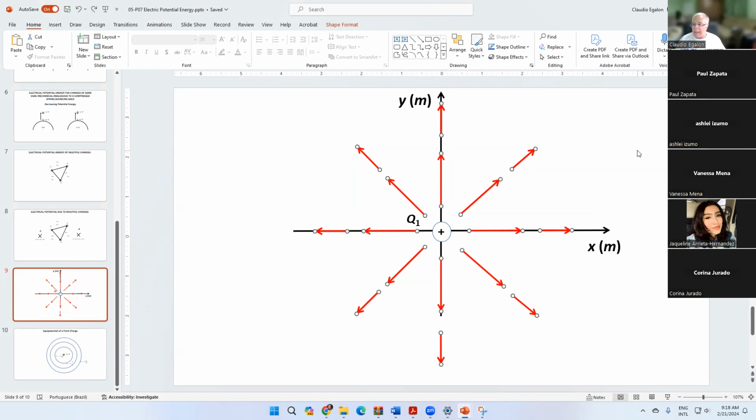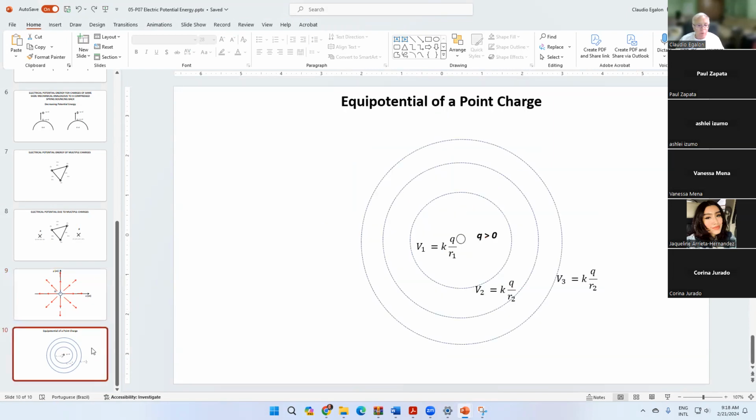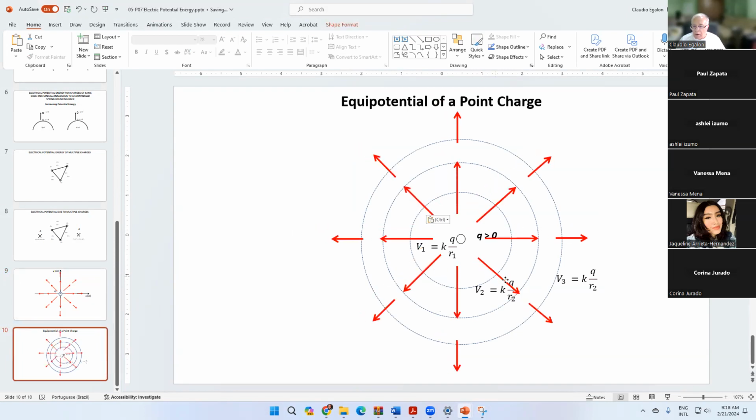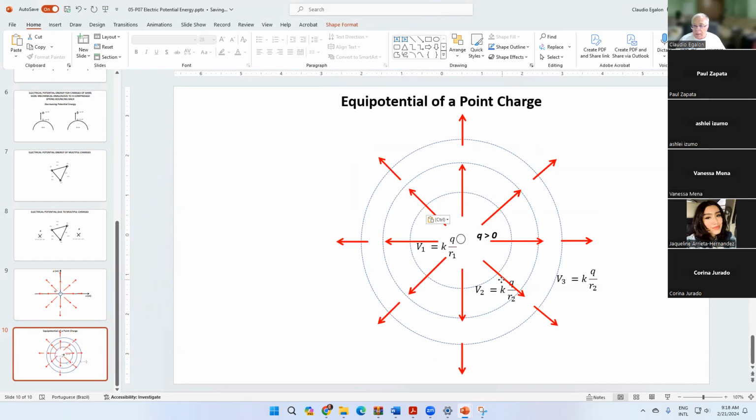I have everything that I need. Now I'm going to copy that and superimpose it on my equipotentials, and I'm going to centralize this now. Let's see if I can do that. The equipotentials have this very interesting characteristic: the electric field is normal to the equipotential. You get the idea? Okay.